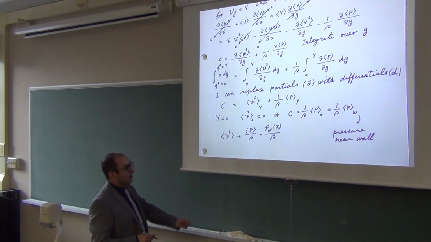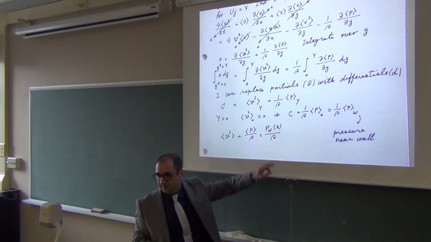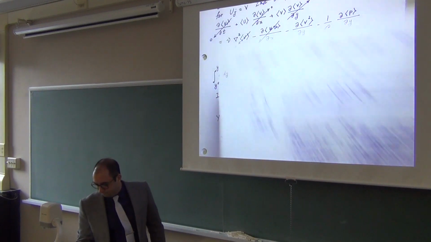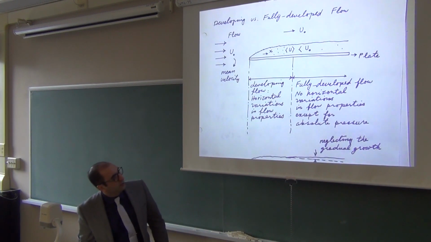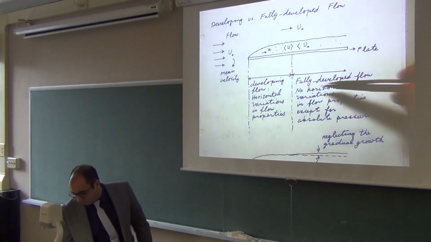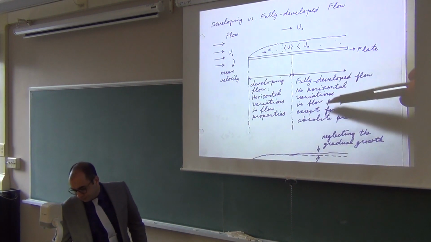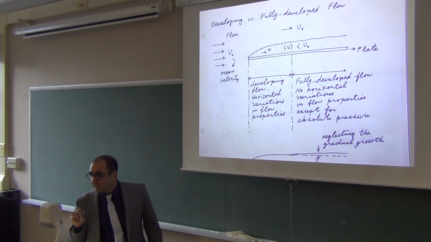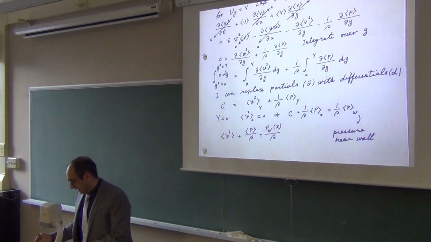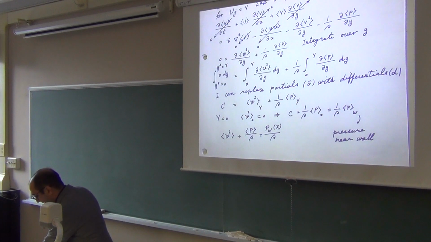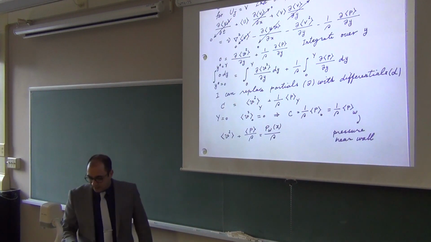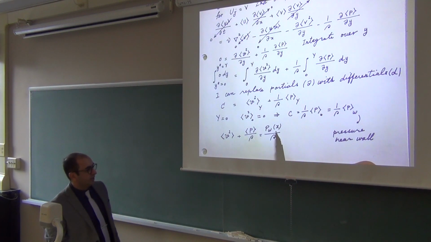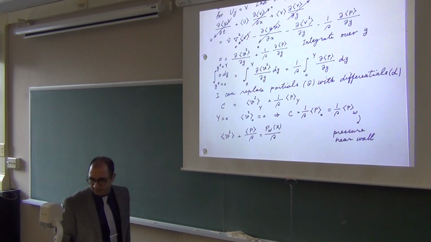Divided by density. Why did I put pressure as a function of x? I should remind you, when I defined fully developed flow, I told you nothing will change horizontally in the direction of the flow except for absolute pressure. I made one exception, and you will see the need for that exception in a bit. So this wall pressure is a function of horizontal location, so it is a function of x.